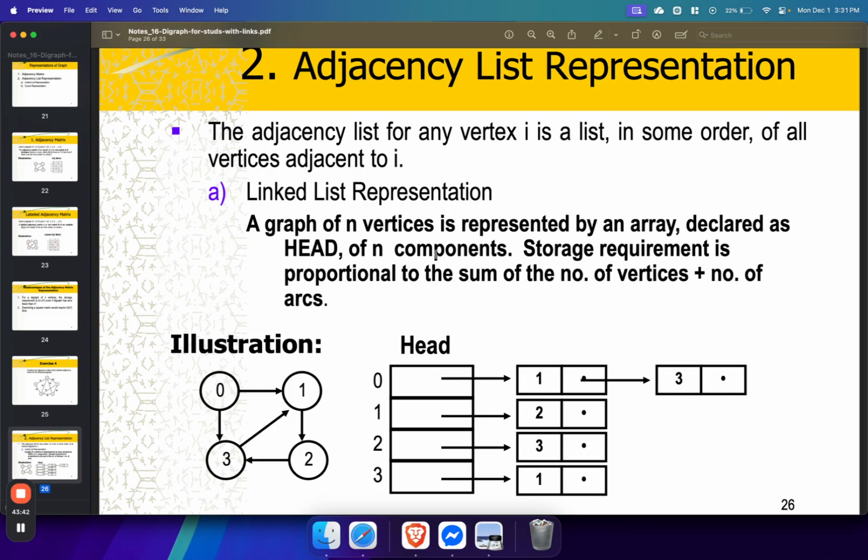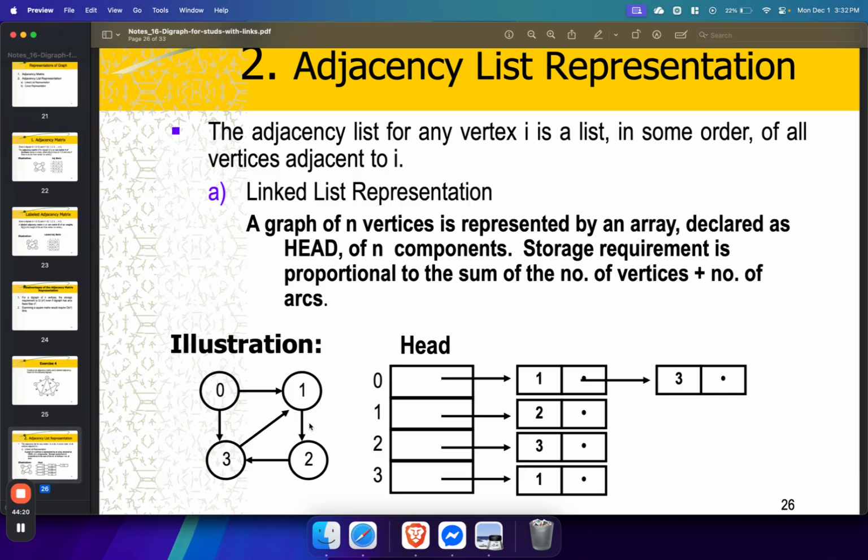So, for example, a graph of n vertices is represented by an array declared as head of n components. The storage requirement is proportional to the sum of the number of vertices and the number of arcs. Say pasabot ana, how much storage is being used here? It depends on the number of vertices and the number of arcs. So for example, I have 1, 2, 3, 4, 5 arcs. That means because I have 5 arcs, I need space equal to 5 different nodes, because the arcs represent the nodes that are being inserted.